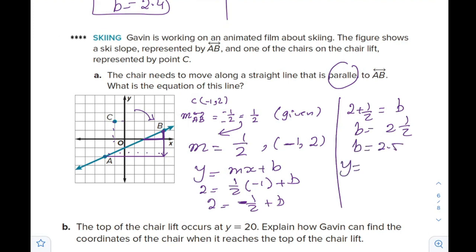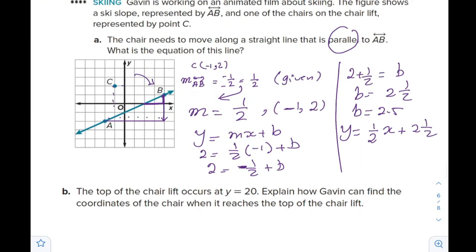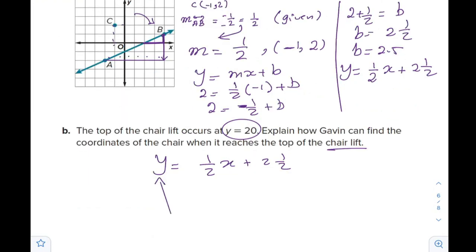So my equation, y equals mx plus b: y equals 1 over 2 x plus the b, which is 2.5. You can write it this way or in this way. Now, the top of the chairlift occurs at y equals 20. Explain how you can find the coordinate of the chair when it reaches the top of the chairlift. So here, this is the equation that I found. Now, we want the value of x, the horizontal dimension, when y is 20. So I will substitute y equals 20 and solve for x.